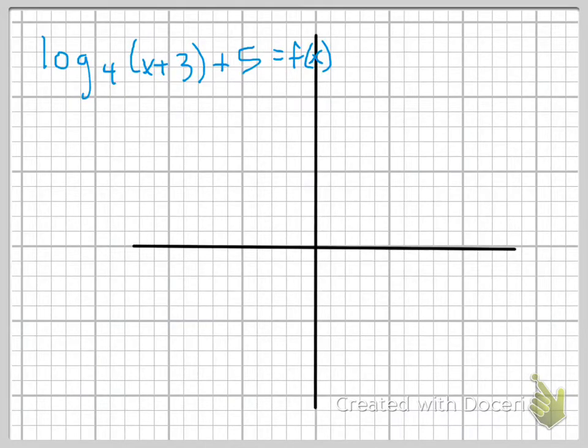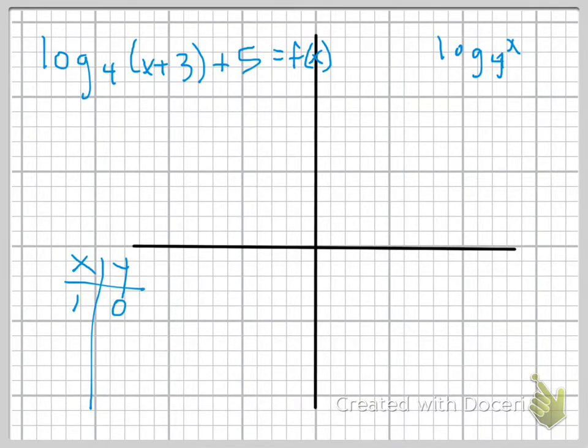All right, so when we're graphing logs, the first point that we graph is always going to be (1, 0). The reason for that is because even if you have, let's say, log 4 of x.